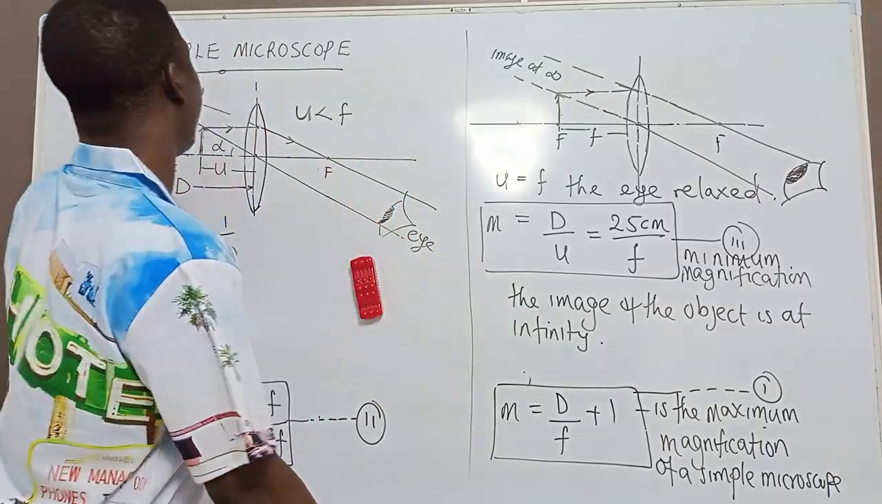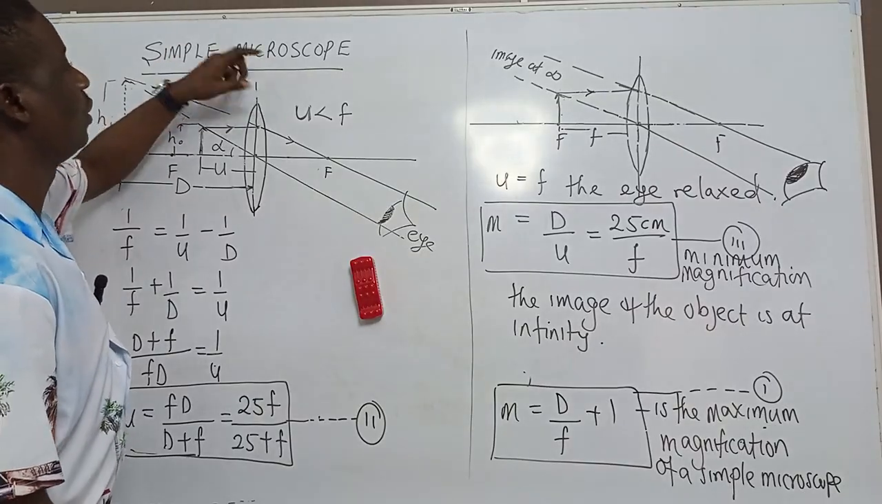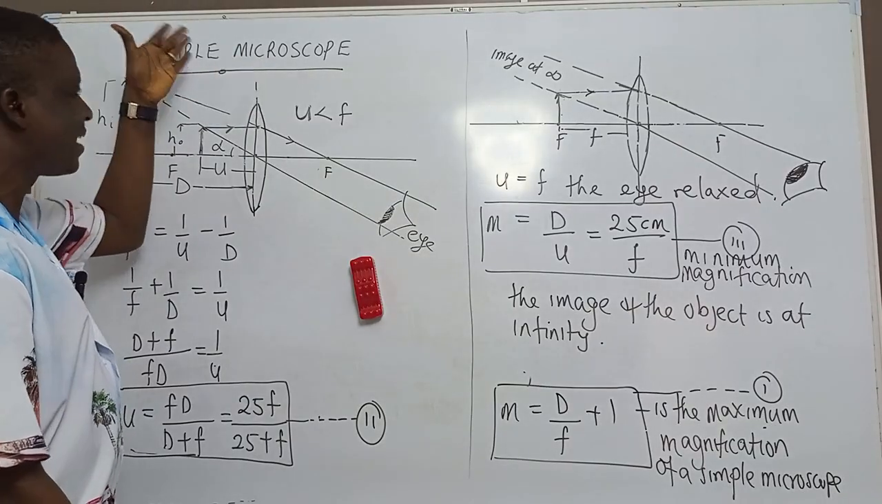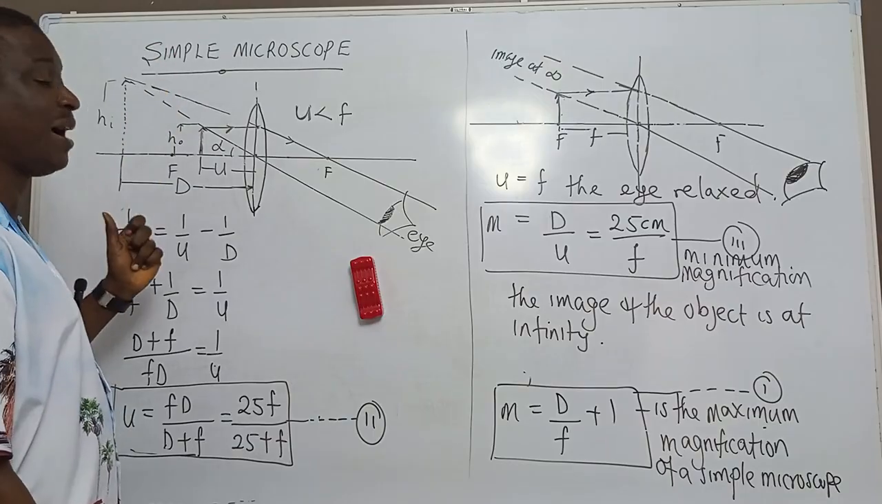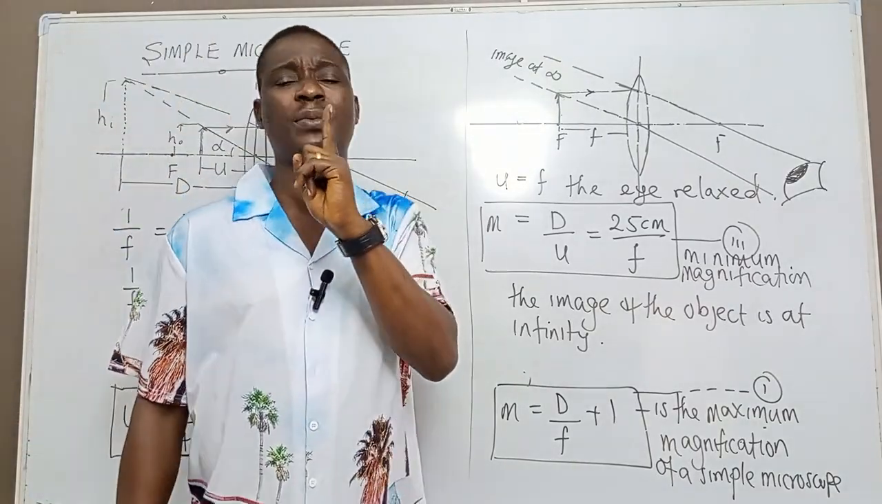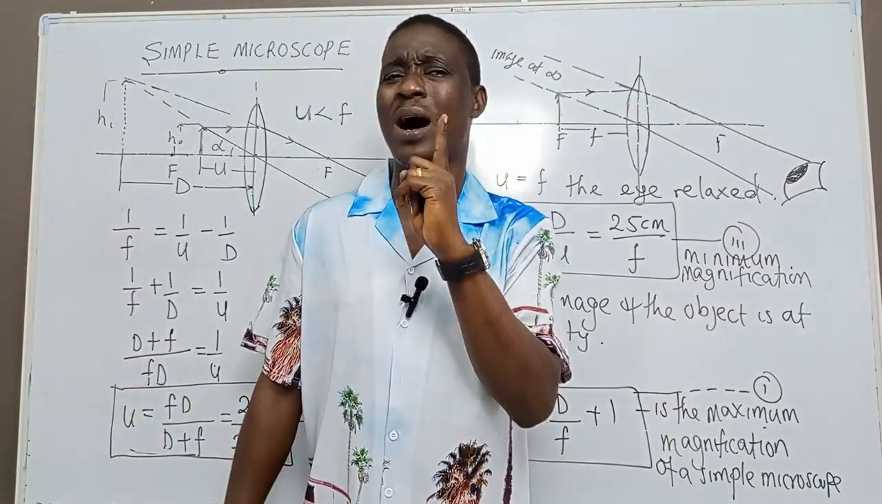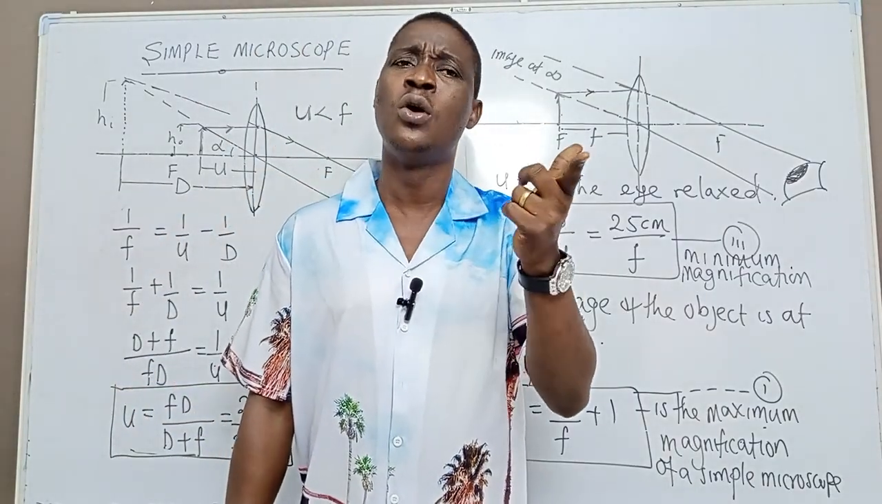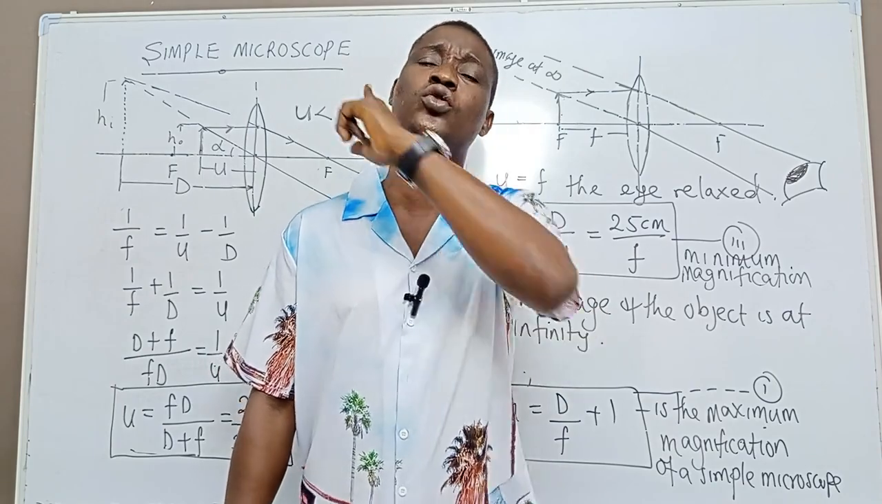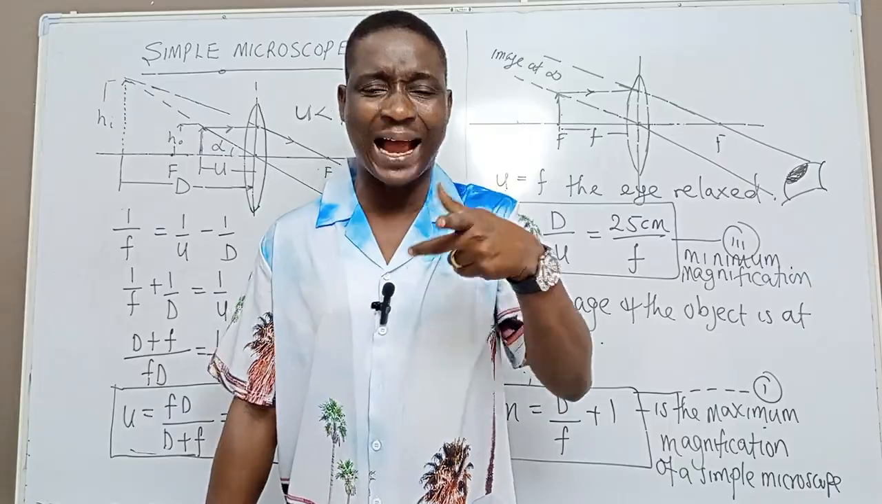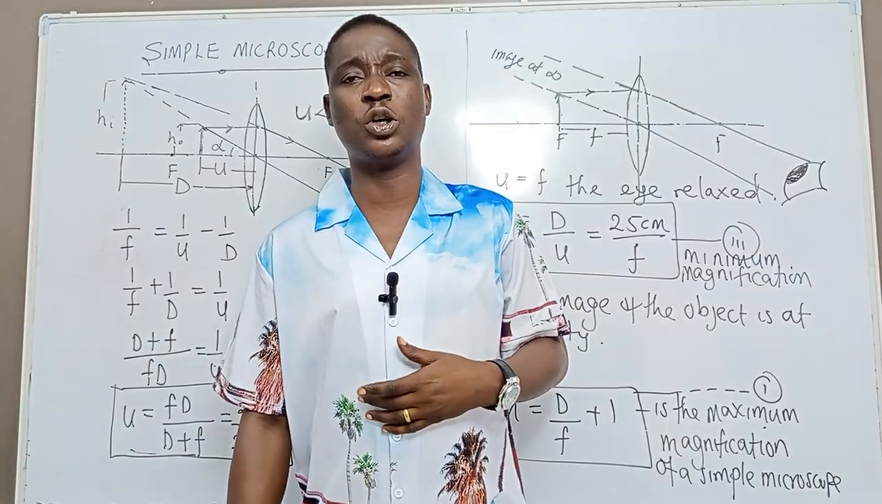Thank you very much. Now, a compound microscope has better magnification than a simple microscope. I want you to also do something for me. Comment or give me one or two other things that are limitations of a simple microscope. Type that and send it in the comment section.